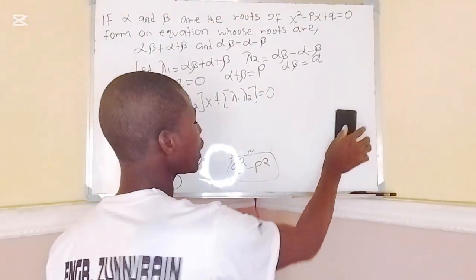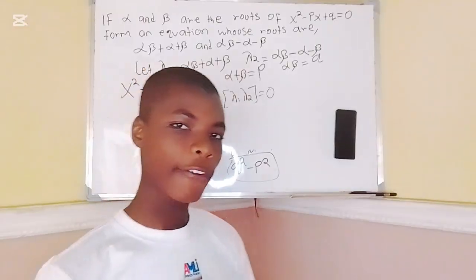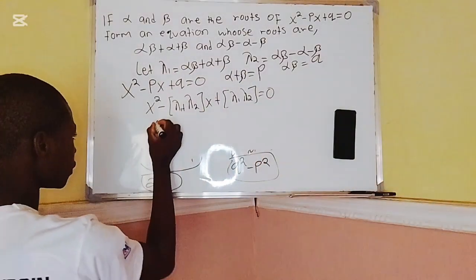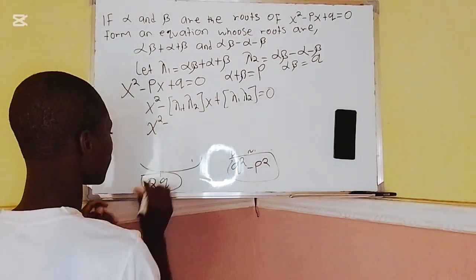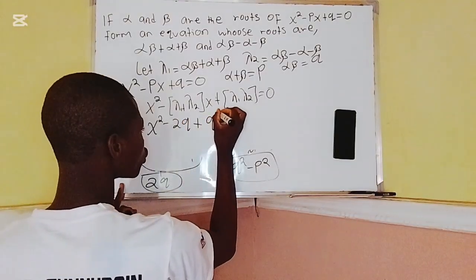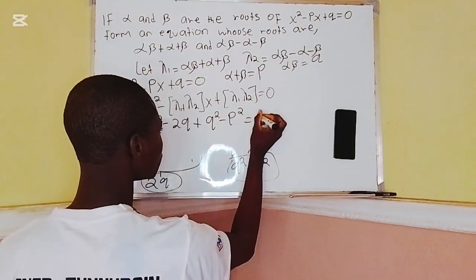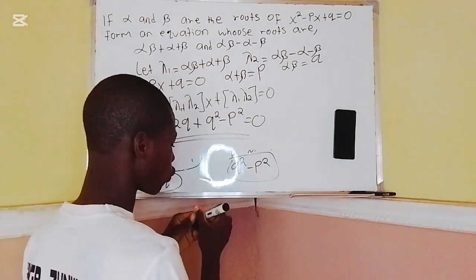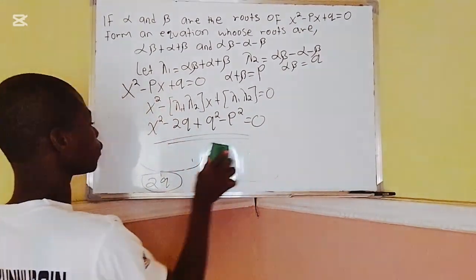So the equation that I form is x squared minus 2q x plus q squared minus p squared equals 0. So this is the equation that I formed in this question.